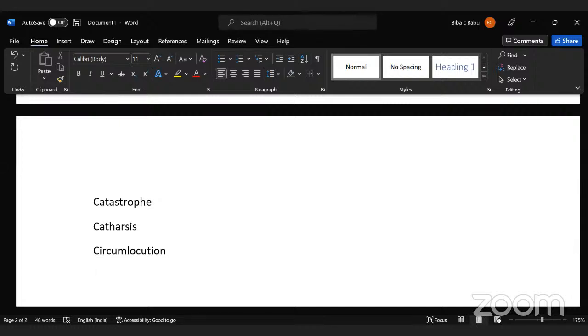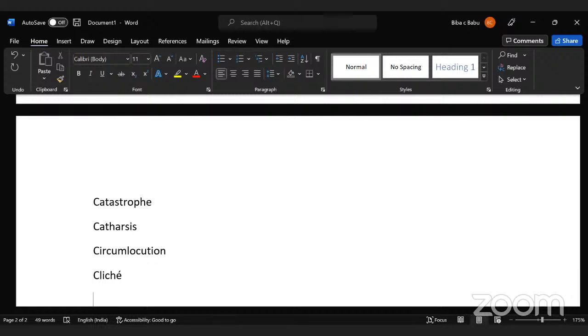You might be familiar with Harry Potter. In Harry Potter, the villain character is Voldemort, right? Nobody tells his name. They say "You-Know-Who" or "He Who Must Not Be Named." So nobody tells his name directly, but they talk about him in a roundabout way. That is circumlocution.